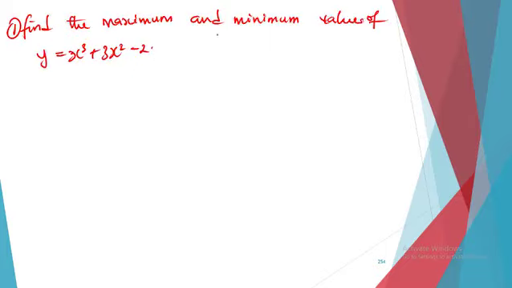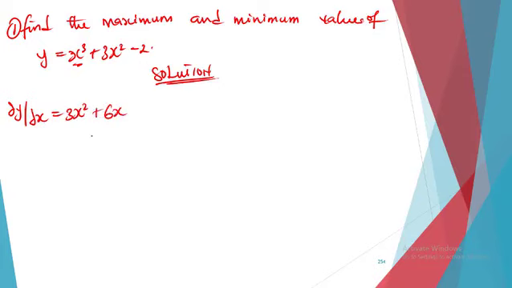Find the maximum and minimum values of y equal to x cubed plus 3x squared minus 2. The very first step is to take the derivative of y, which will give us dy over dx. If we differentiate this with respect to x, we have 3x squared plus 2 times 3 is 6x, and this is equal to 0. So at this point we have 3x squared plus 6x.